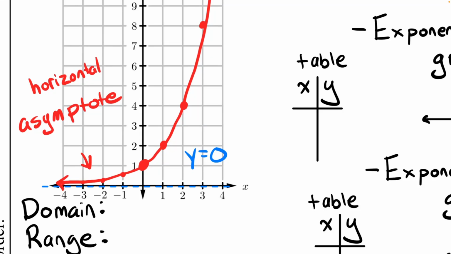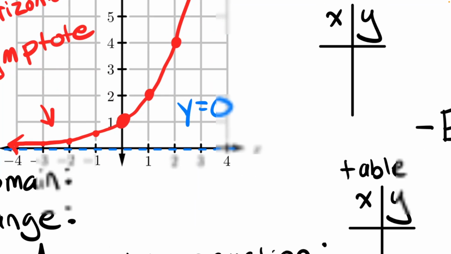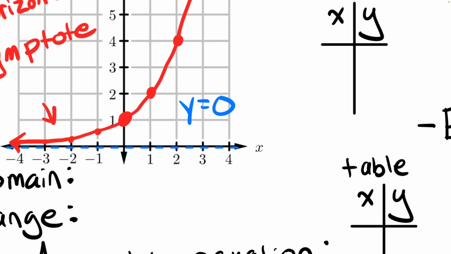Which means the domain is, let me write the informal domain that you're not going to write. Don't use this. It's between negative infinity and infinity. Or you can just say it's all real numbers. This is the one that I want you guys to use. It's all real numbers. You're allowed to plug in anything you want.